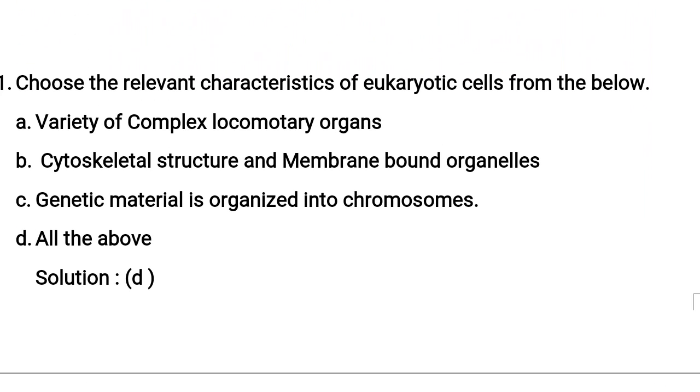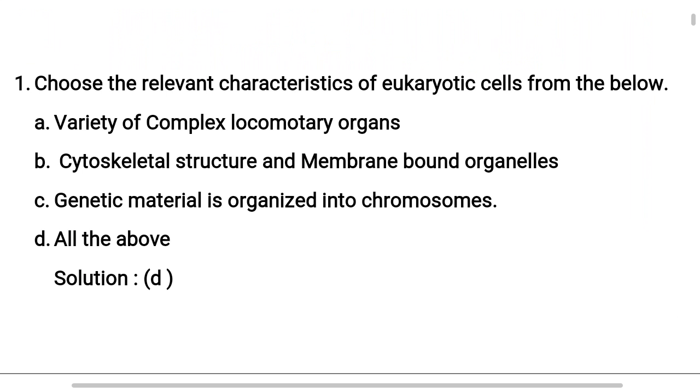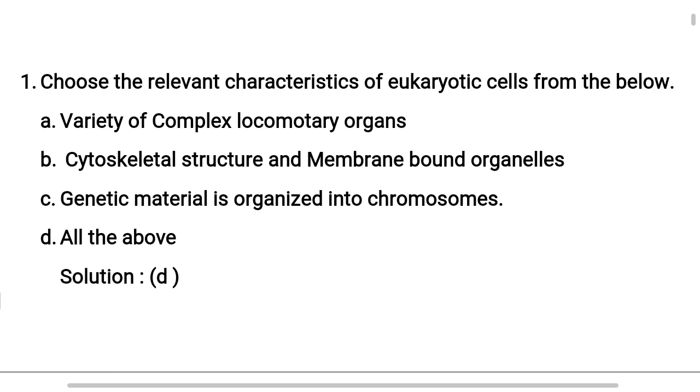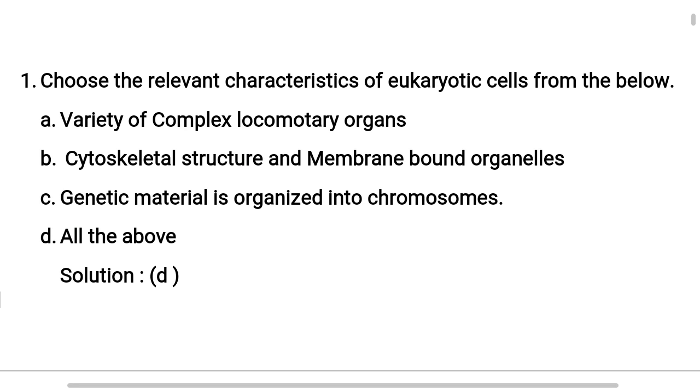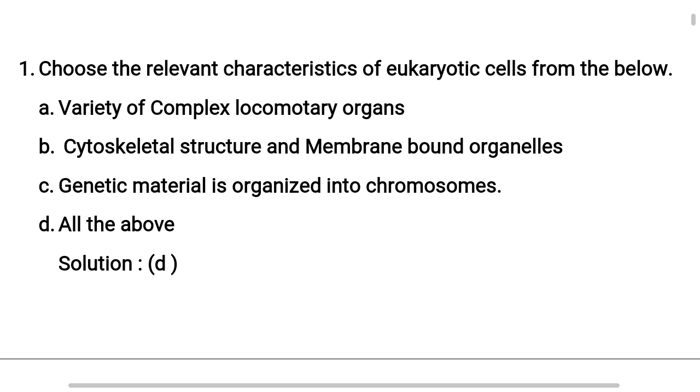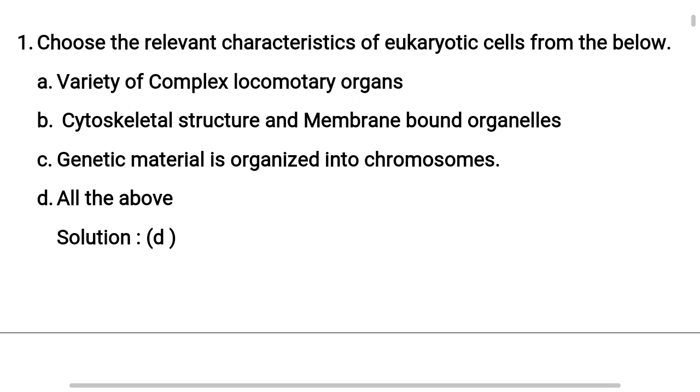First question: choose the relevant characteristics of eukaryotic cells from the below. Option A: variety of complex locomotor organs. Option B: cytoskeletal structure and membrane-bound organelles. Option C: genetic material is organized into chromosomes. Option D: all the above. So, according to the given question, the characteristics A, B, C can be seen in eukaryotic cells. So, the correct option for this question is option D.